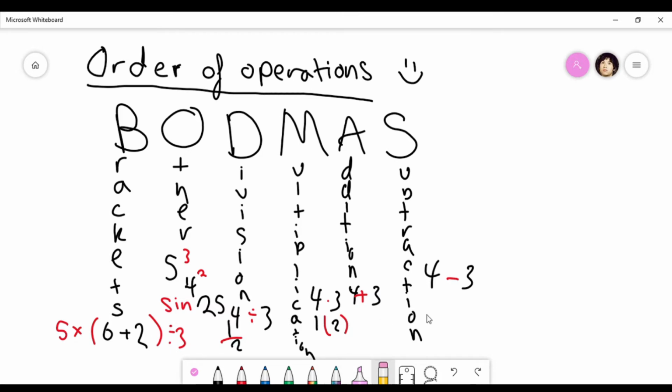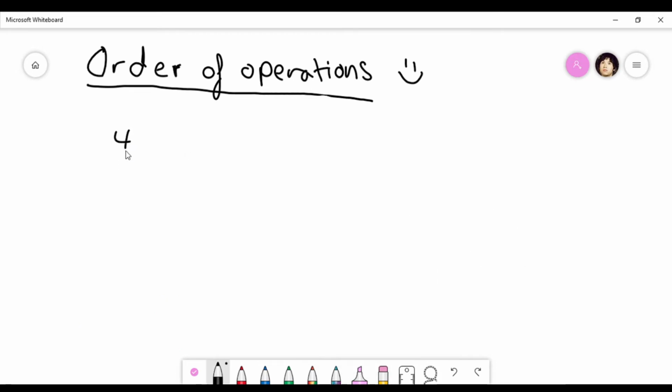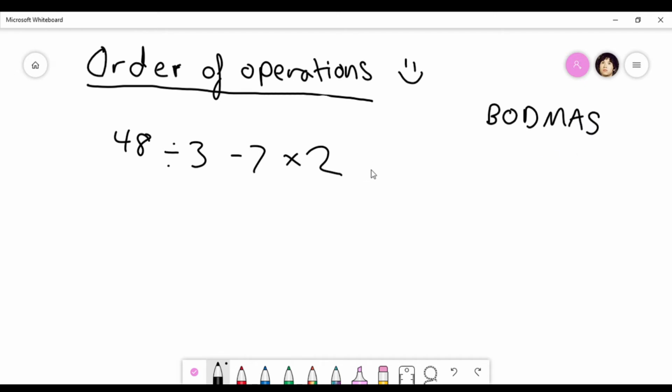So now let's look at an example. 48 divided by 3 minus 7 times 2. To start off with, if you're just learning this, you're going to want to write it in the corner just so you can remember which order they come in. So brackets first. We don't have any brackets, so we can ignore that. Other, we don't have anything else. Then we've got division, which is 48 divided by 3, and 48 divided by 3 is 16. So that's done. We can tick that one off.